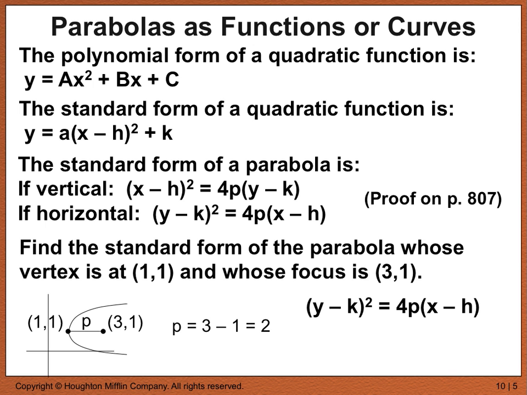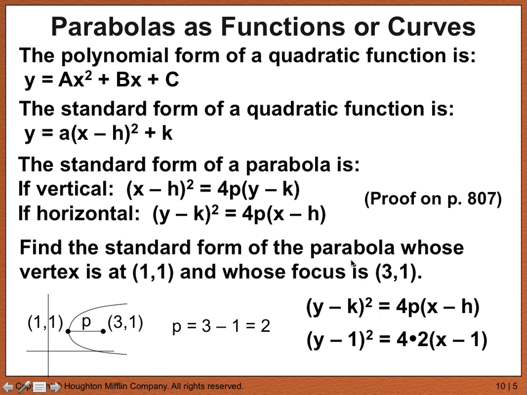I know that I'm going to be using the horizontal standard form, (y minus k) squared equals 4p times (x minus h). I know that because of my rough sketch, which showed that the parabola was horizontal, and furthermore showed that p was positive because it faces right. And so now I can comfortably fill in my givens: (y minus 1) squared equals 4 times 2 times (x minus 1).